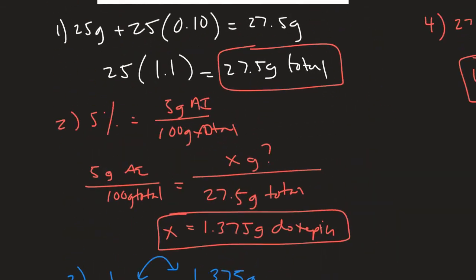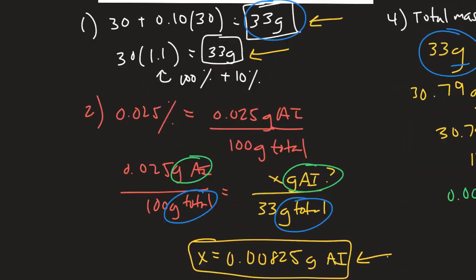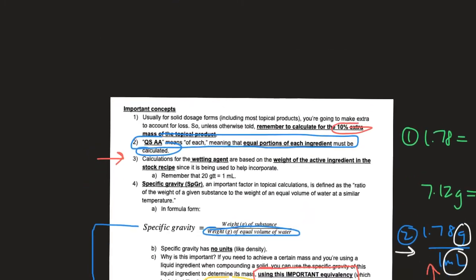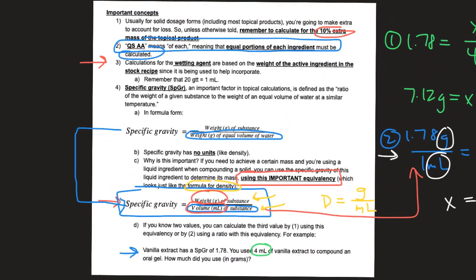So, just to go over the concepts again, make sure you make 10% extra first, especially for solid products. QSAA means equal portions of each ingredient, meaning equal portions of base. So if you have 2 bases, divide by 2 when you calculate how much total base is needed. If you have 3 bases, divide by 3 when you calculate the amount of total base needed.